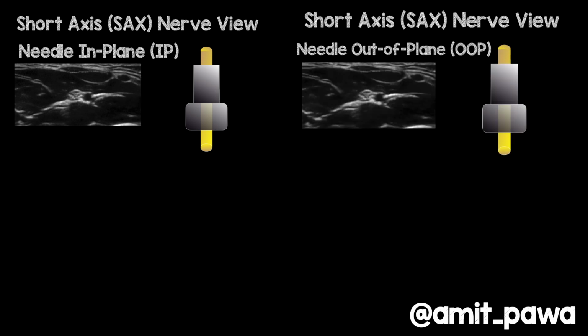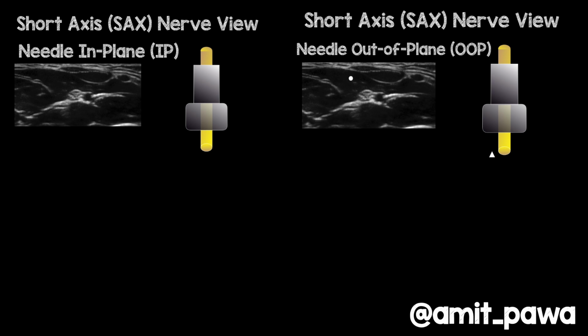So the first option makes sense, and is what we do most of the time. It's a short axis view of the nerve and a needle in plane. You insert your needle in plane and you'll see it like this. You see the full shaft and the needle tip coming into view right next to this cross-sectional view of the nerve. That's option one.